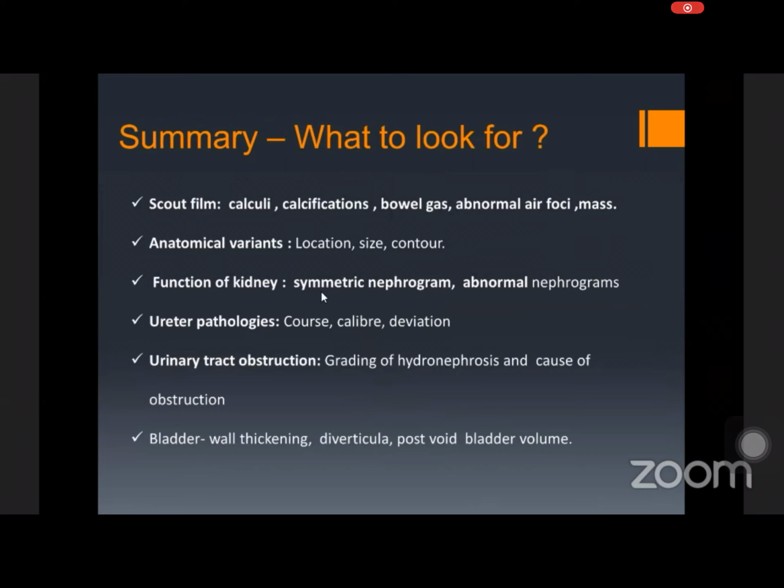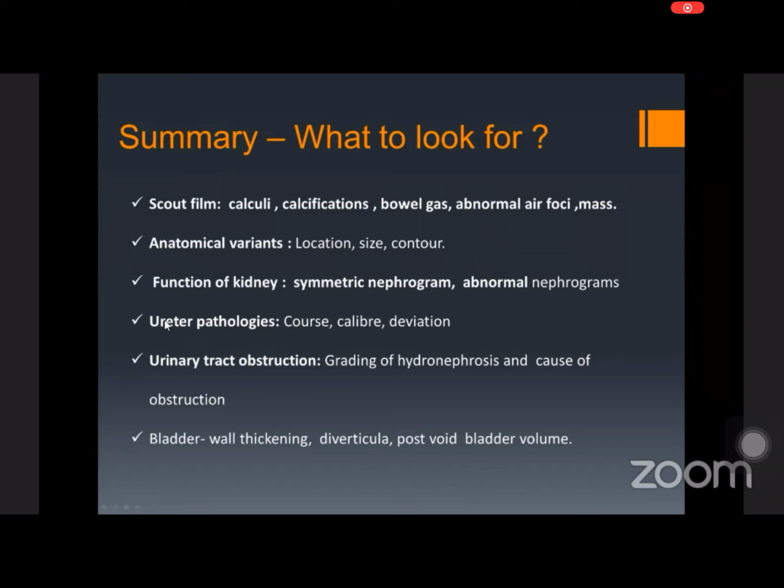Coming to the end of the session, the important things we have to look for in IVU are, first, the scout film. We have to look for calculi and calcifications. Next are anatomical variations of the kidney. As we discussed, we have to see the position of the kidney, the axis of the kidney, size and contour, and function of the nephrogram. The nephrogram should be bilateral and symmetrical, and the temporal sequence should not be altered. First we see the density of the contrast in the nephrogram, and on a 5-minute image the pyelogram should be dominant. And we discussed the abnormal nephrograms.